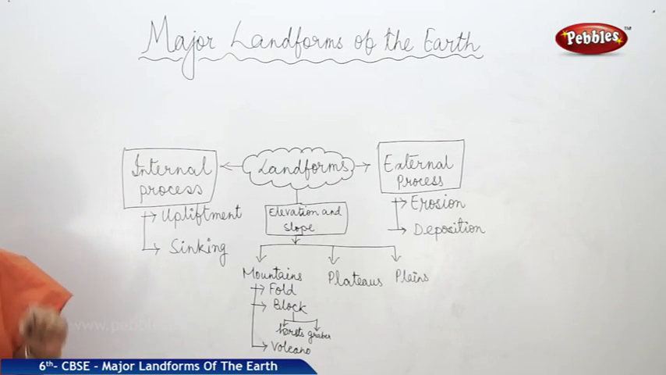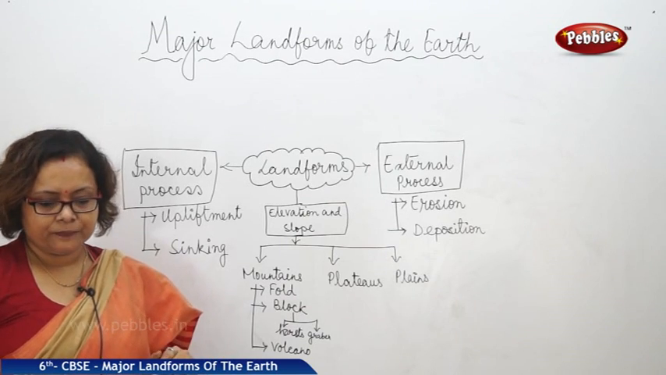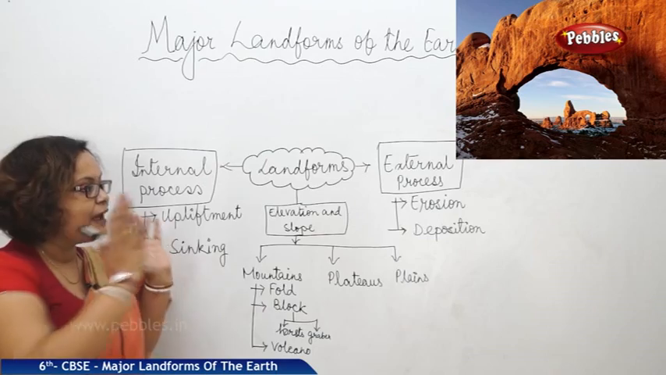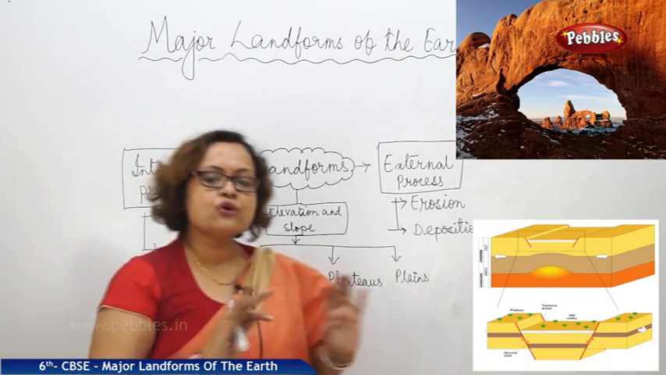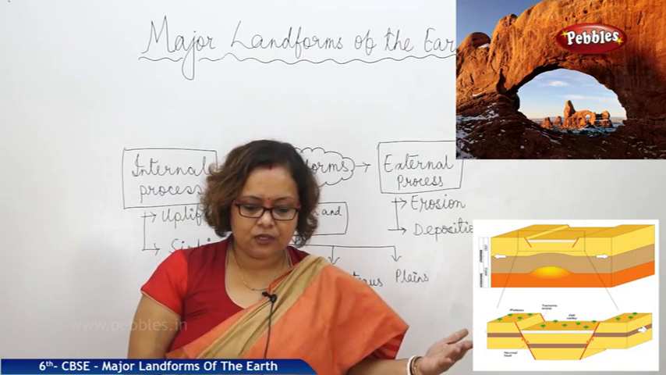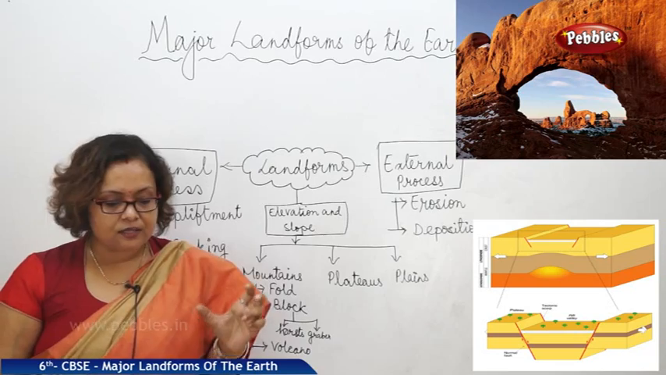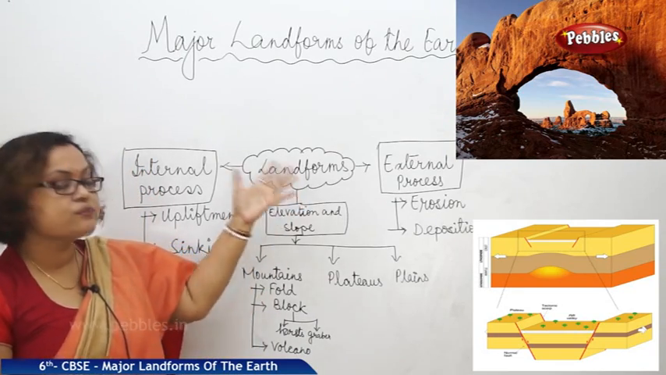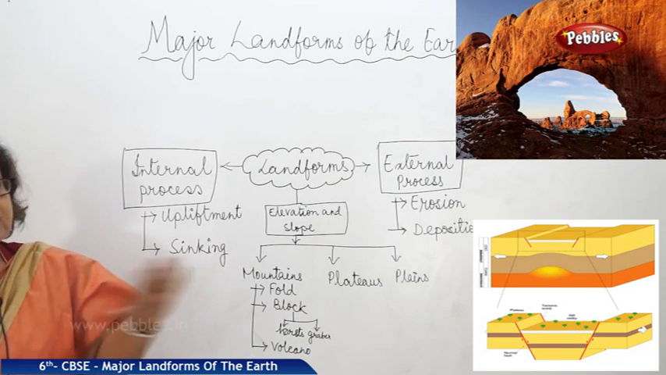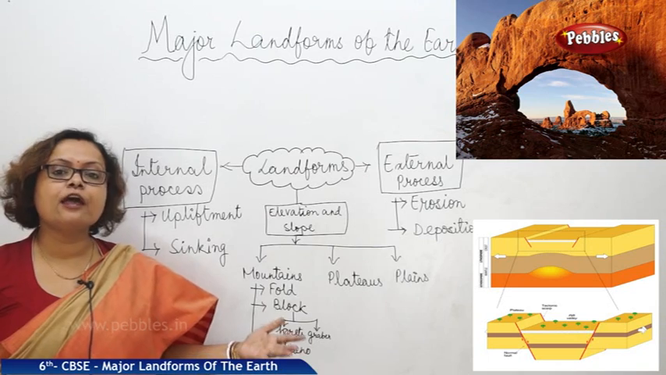The chapter we are discussing now is major landforms of the earth. We know that the landforms we see now are not always the same. They keep on changing. The different types of landforms we can see are not equal everywhere. Wherever we go, we can see a different type of landform.